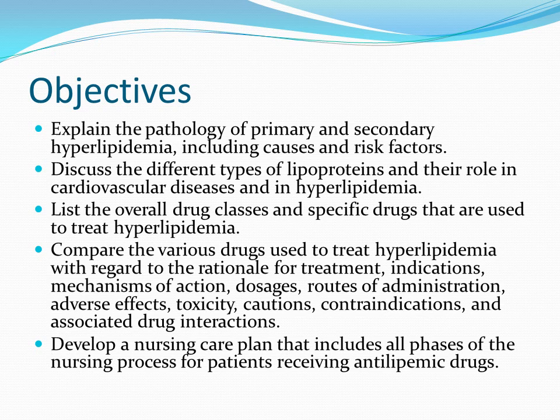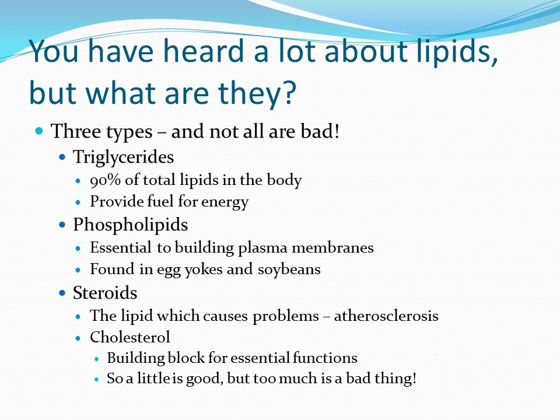The objectives are to explain the pathophysiology, including causes and risk factors, discuss the different types of lipoproteins and their role in cardiovascular diseases, list overall drug classes and specific drugs that are used to treat the disease, compare the various drugs in regard to indications, mechanism of action, adverse effects, and so on, and then develop a nursing care plan that includes all phases of the nursing process.